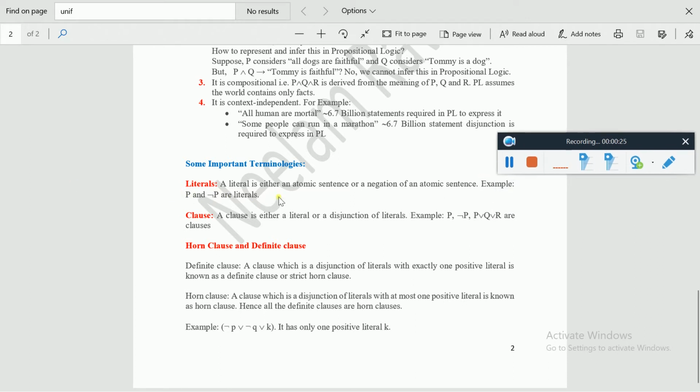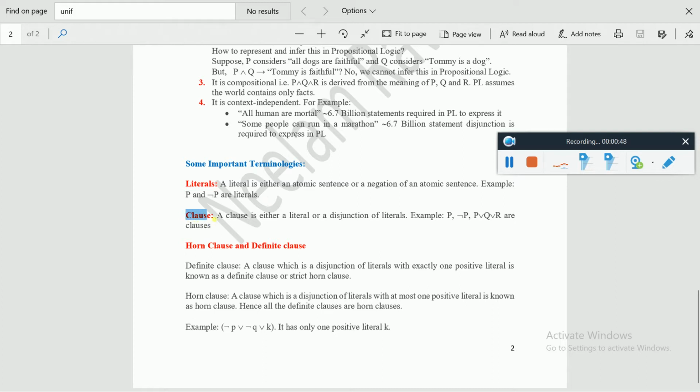A literal can be either an atomic sentence or the negation of an atomic sentence. So as you all know, the atomic sentence can be represented with some propositional variable. So here P and negation of P are called literals.